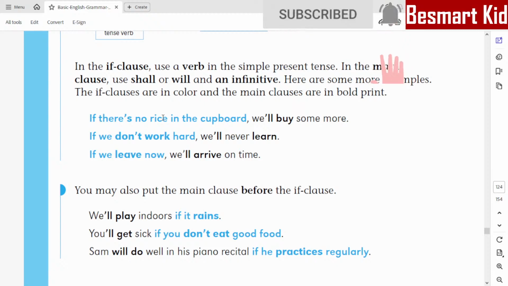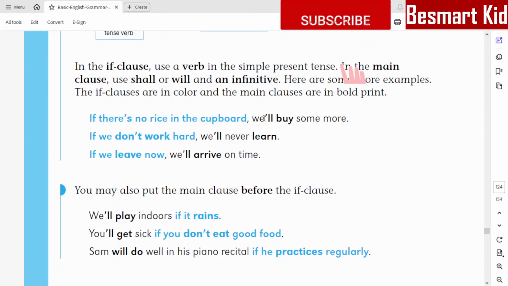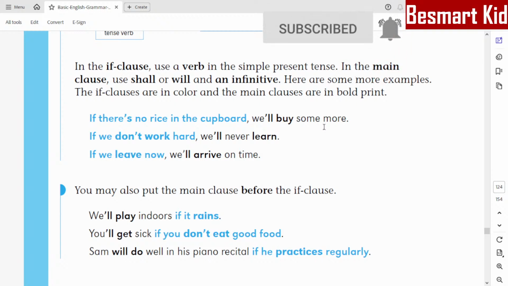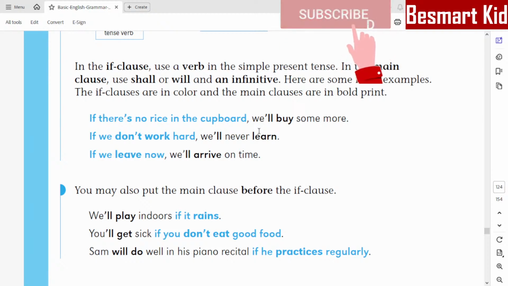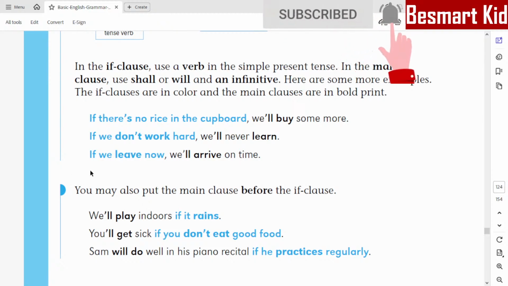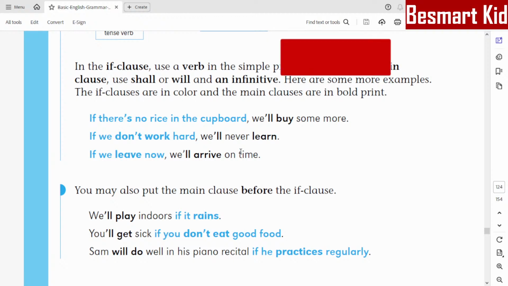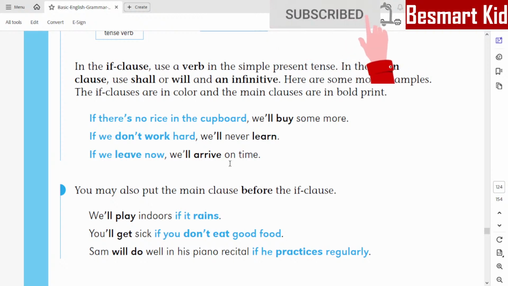If there's no rice in the cupboard, we'll buy some more. If we don't work hard, we'll never earn. If we leave now, we'll arrive on time.